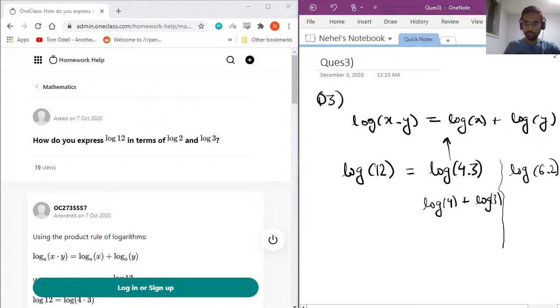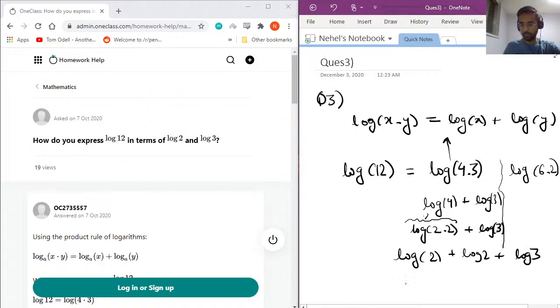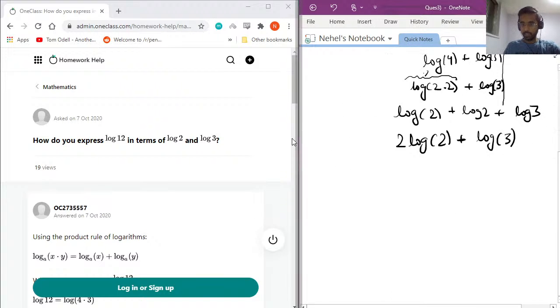Now, since the question asks us to write it in terms of log 2 and log 3, we can look at this number 4 and say it's actually a product of 2 and 2. So this would become log of 2 times 2 plus log of 3. And then again we would apply the rule which we wrote above, and we can say this is equal to log of 2 plus log of 2 plus log of 3, which gives us 2 log of 2 plus log of 3.